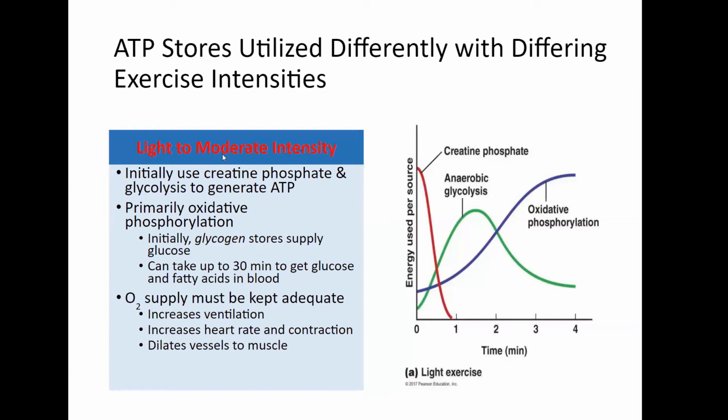Okay. So this is what's happening with our light to moderate intensity. We're heading towards this oxidative phosphorylation. Oh, yeah, I should say we use glycogen while we have it, but we do run out of that as well, just like we run out of the creatine.